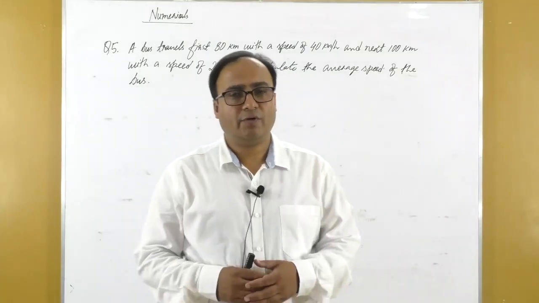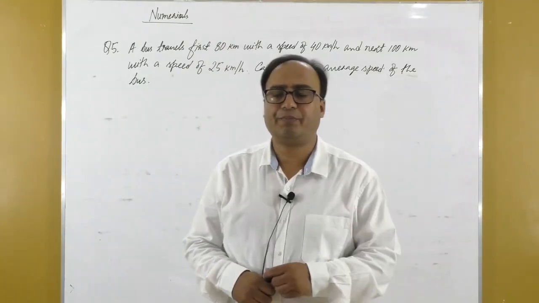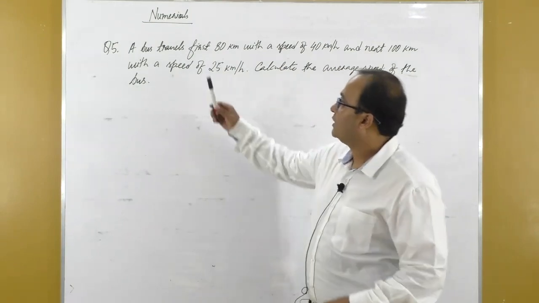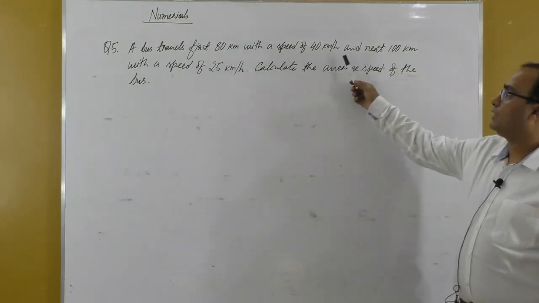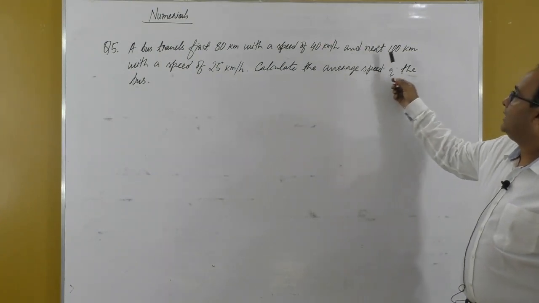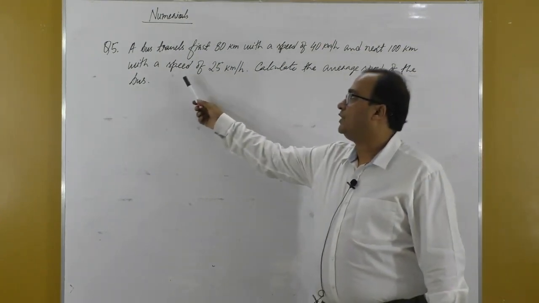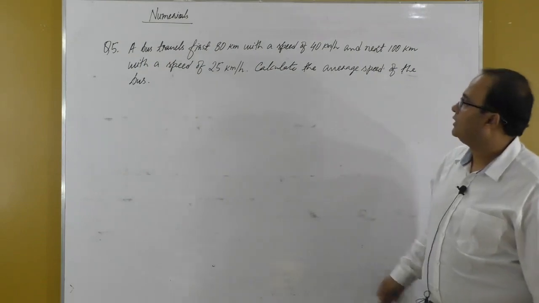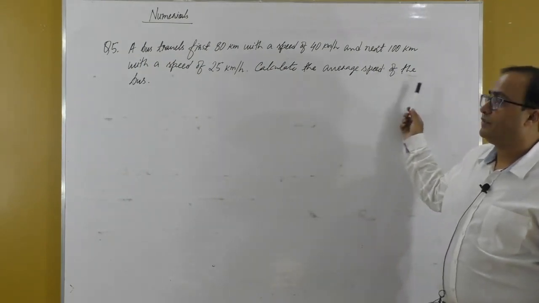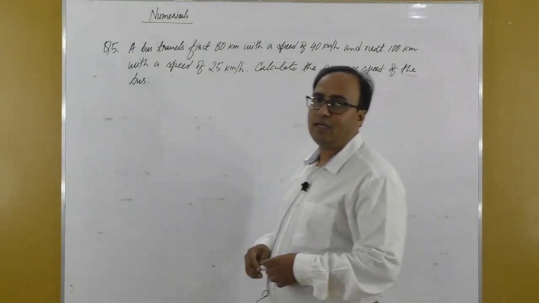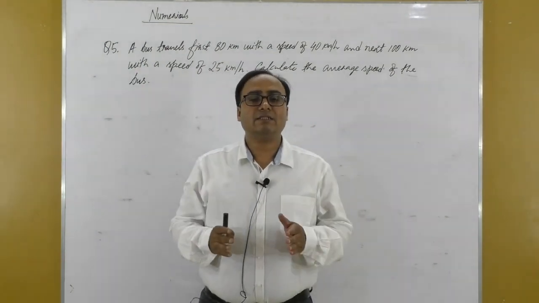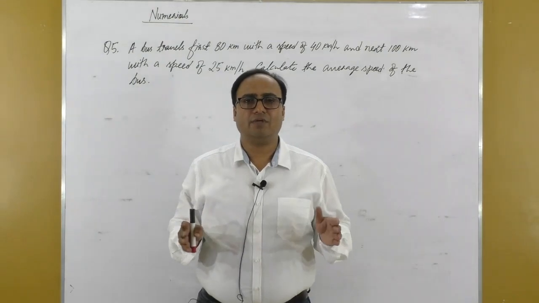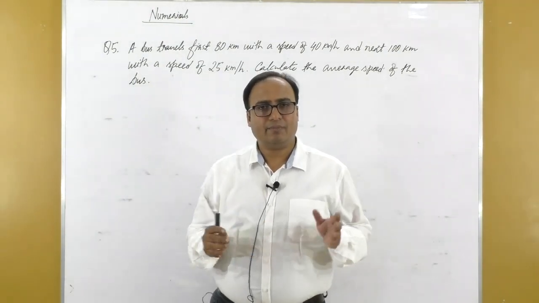Now question number 5 is related to average speed. The question is, a bus travels first 80 km with a speed of 40 km per hour and next 100 km with a speed of 25 km per hour. Calculate the average speed of the bus. You will have to calculate the average speed. And what is the formula to calculate average speed? It is total distance covered by total time taken.